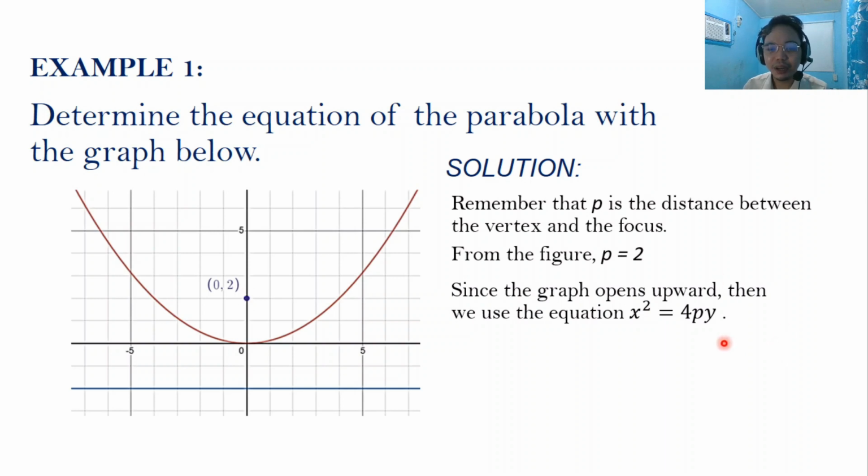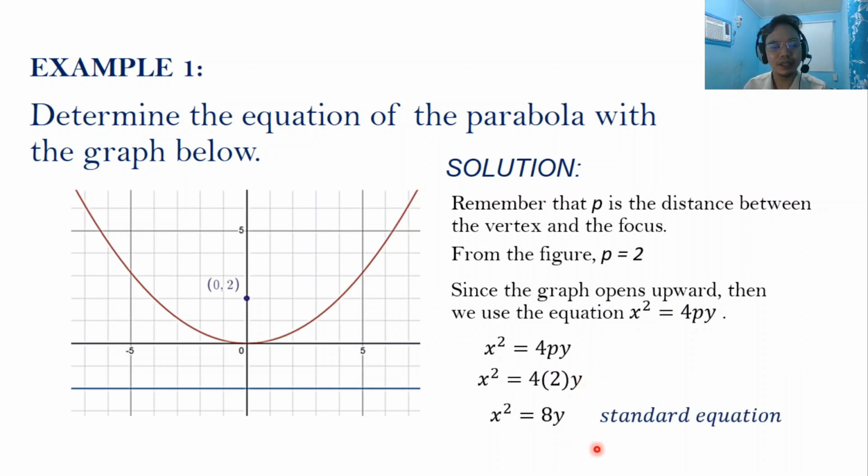So from our equation, x squared equals 4py, isa-substitute lang natin yung value ng p natin, which is 2. So we will have x squared equals 4 times 2 times y. So our equation is x squared equals 8y. This is our standard equation in number 1.